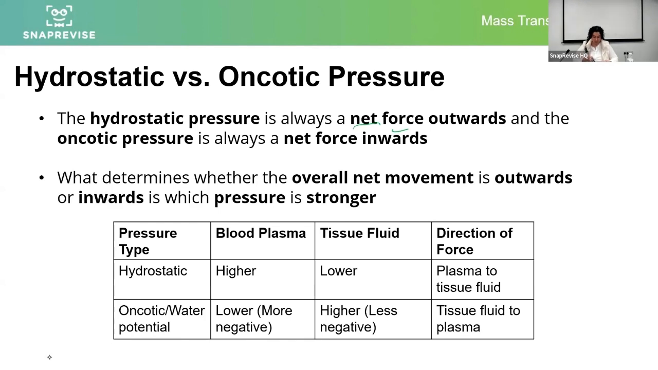So hydrostatic pressure is higher in blood plasma than the tissue fluid. And so the direction of force is from the plasma to the tissue fluid. Whereas the oncotic pressure is lower at the blood plasma, otherwise known as more negative. The oncotic pressure here, guys, is basically kind of the same as water potential.